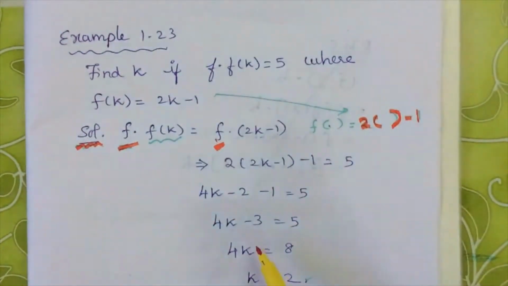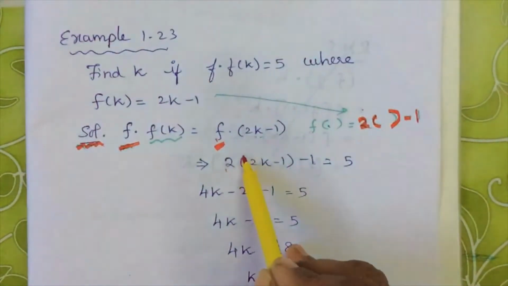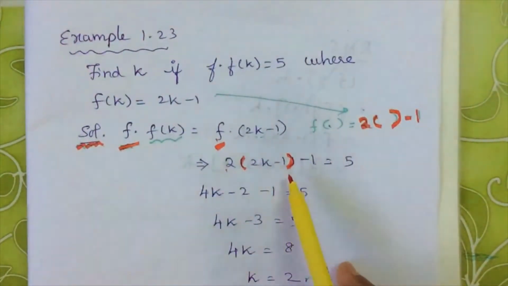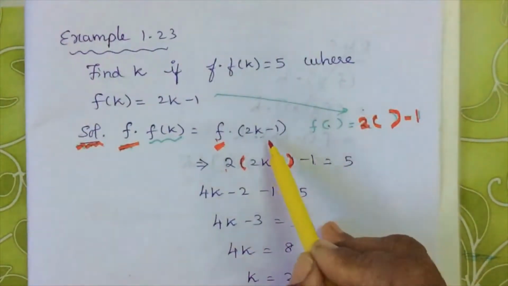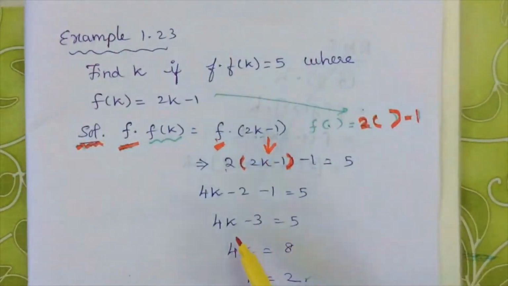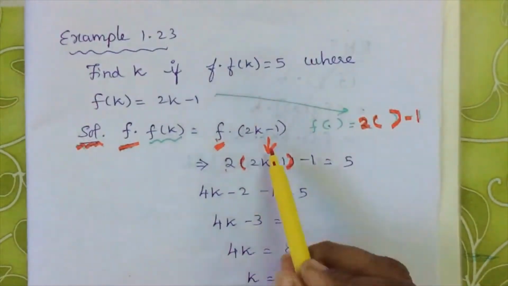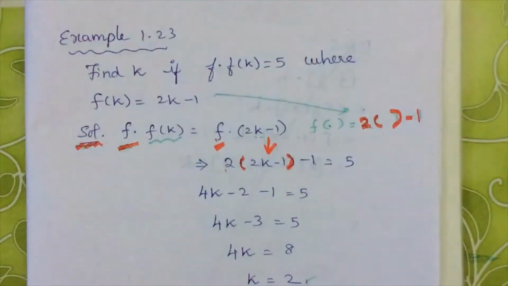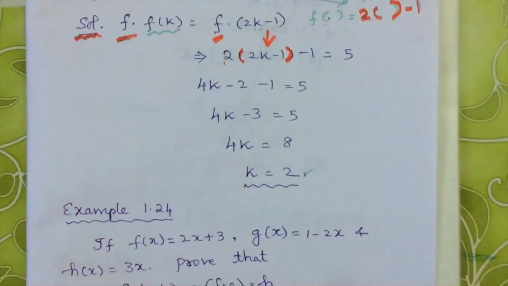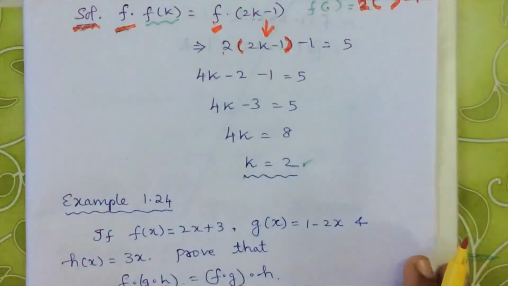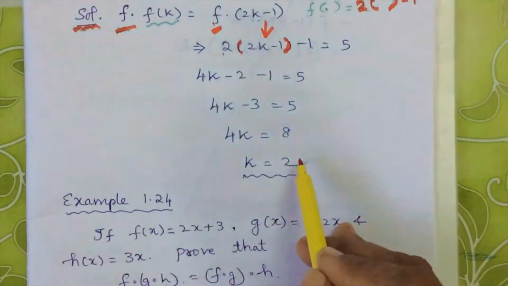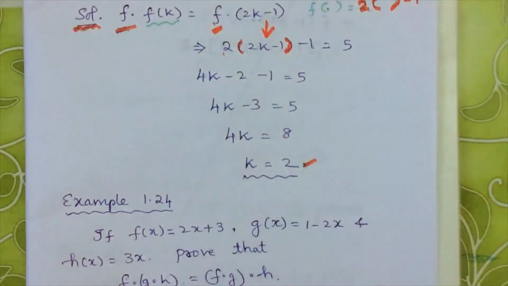You remember like this. So 2 into something, you don't write anything inside this bracket first. So 2 into something minus 1. Then you replace your something with 2k minus 1. Substitute and simplify. 4k minus 2 minus 1 is equal to 5. Then you add up all the k's and all the constants. So here 4k is equal to 8, therefore k is equal to 2. This is your answer.